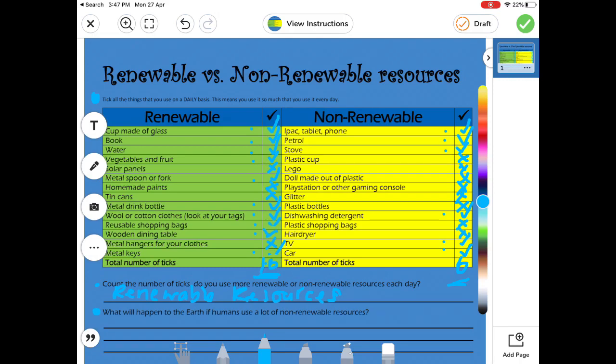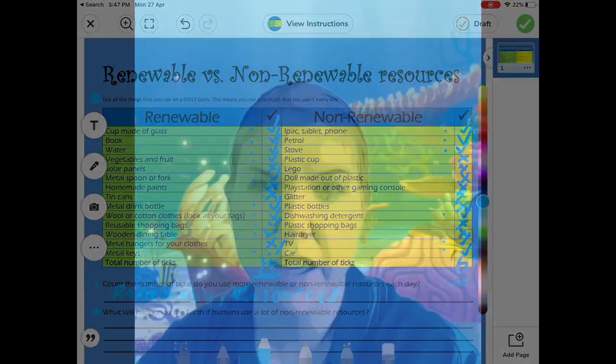What do you think is going to happen if we use a lot of non-renewable resources? So what do you think about that last question? What would happen if humans mainly used non-renewable resources? I think that there might be some creatures, like some of the creatures around me, who might rely very heavily on natural resources. So if we are using resources that can't be renewed, then maybe some of these creatures will be affected. You could even do a little bit of research if you would like.